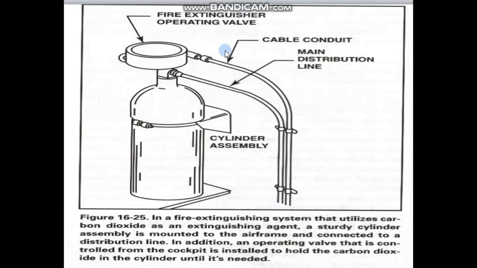After we understand the internal construction, we will talk about the external construction of the conventional fire extinguisher system. Here we have a fire extinguisher operating valve that receives the signal from the cockpit. After that we have a main distribution line, and we have the cable conduit, and lastly we have the assembly of the cylinder on the structure of the aircraft.